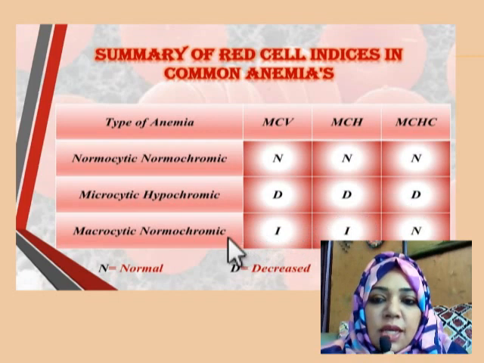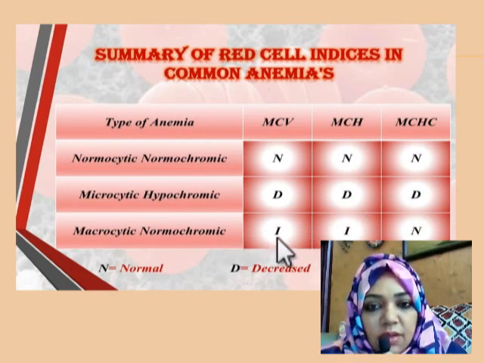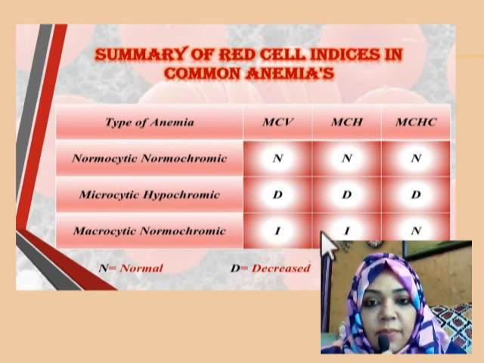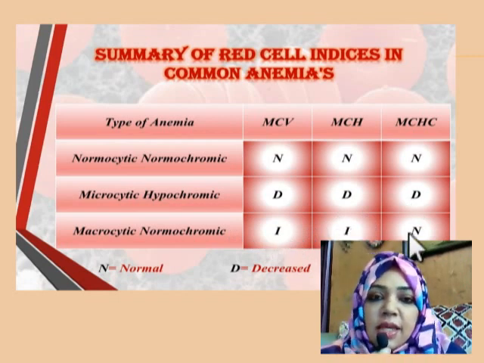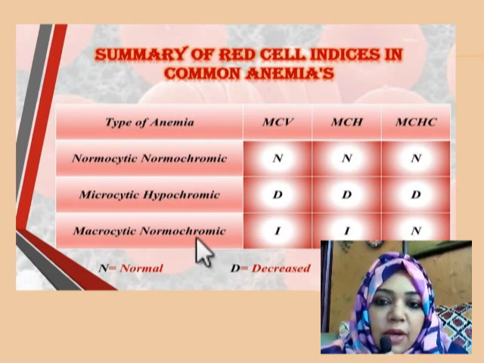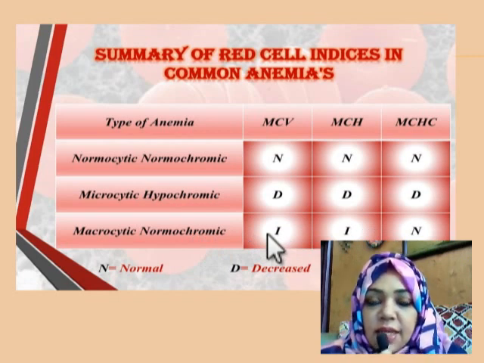And in macrocytic normochromic anemia, MCV is increased, MCH is increased, but MCHC is normal. So macrocytic, that means our MCV will be more than 96 femtoliter, cell size is increased.